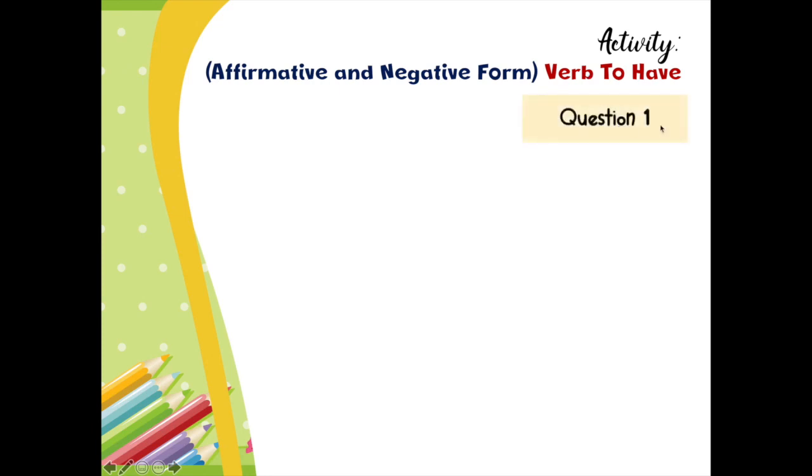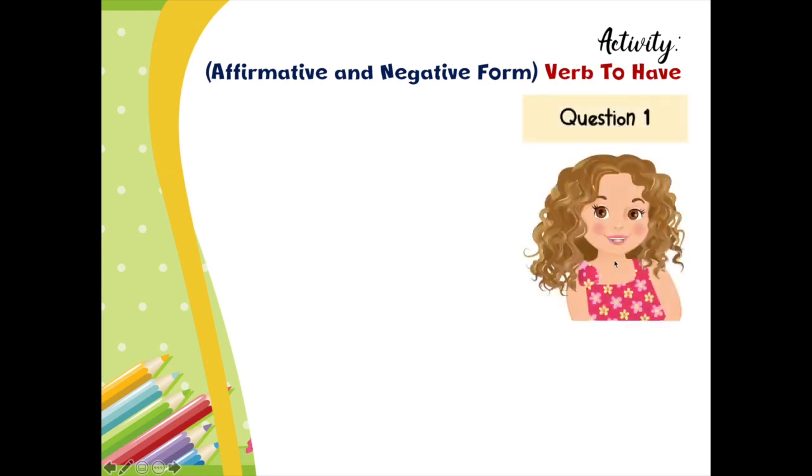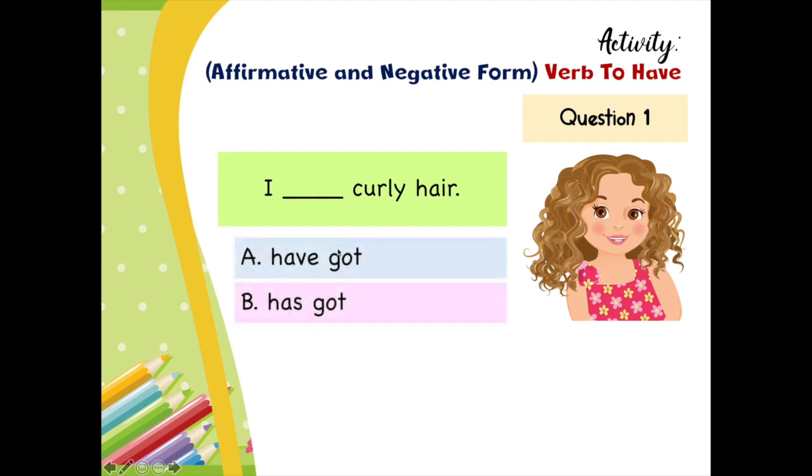So question 1, let's look at this picture. The sentence is I blank curly hair. So this is you, okay? So you have curly hair. Then which one is the answer? Either A, have got, or B, has got. So let's look at the subject pronoun here. It is using I. So you can refer to the table that we have learned before.